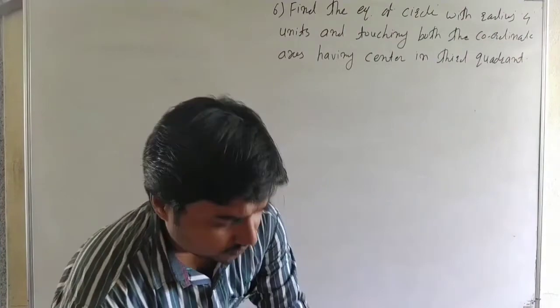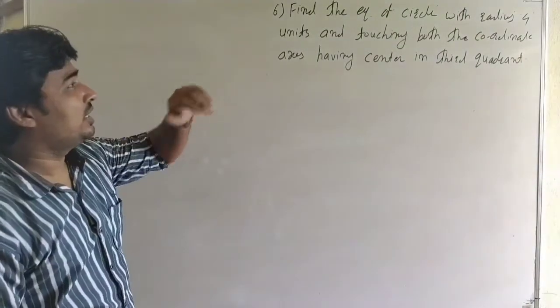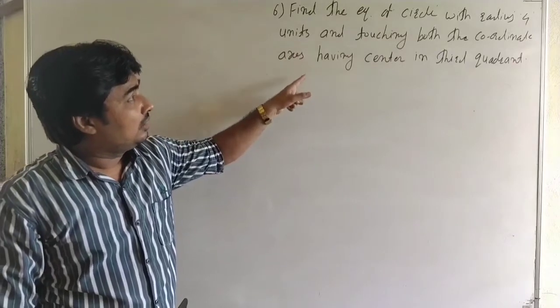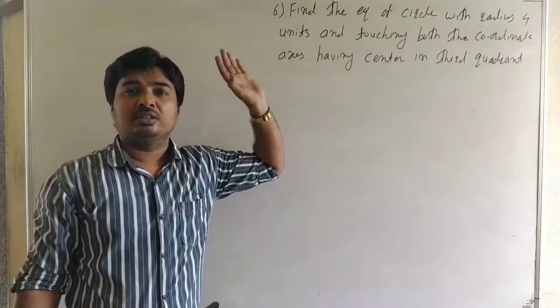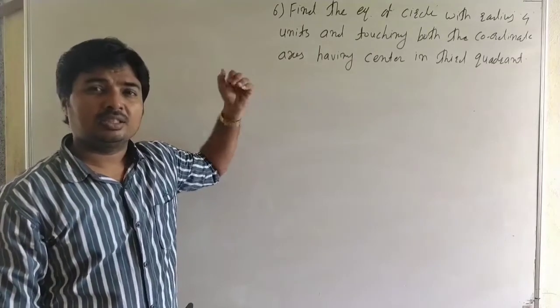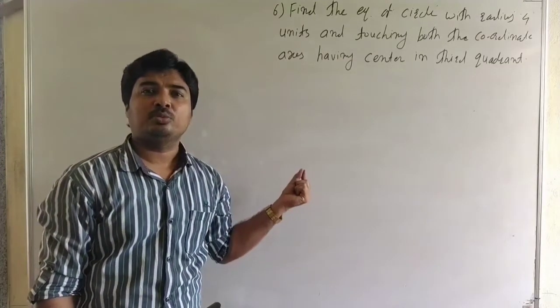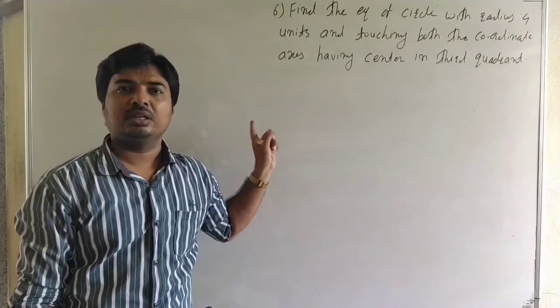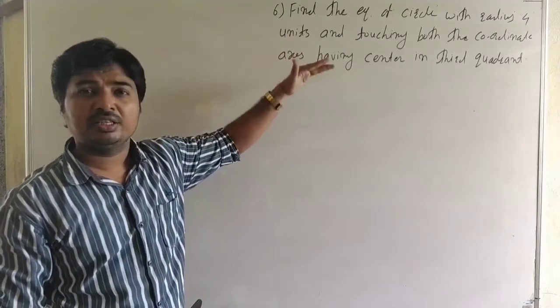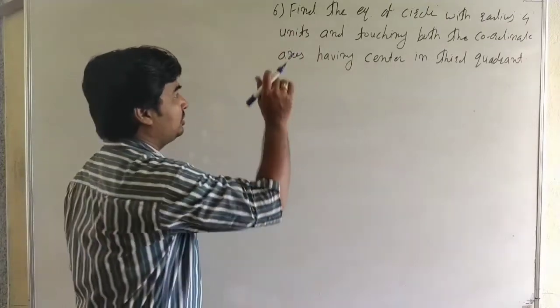I want to find the equation of the circle whose radius is 4 units and touching the coordinate axes, with center in the third quadrant. In the last example the ends of the diameter were given, so we used the diameter form. Here we use the center-radius form: the center and radius are needed, and we find the center using this condition.